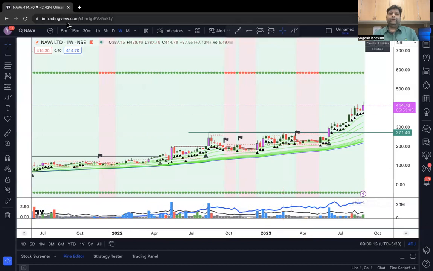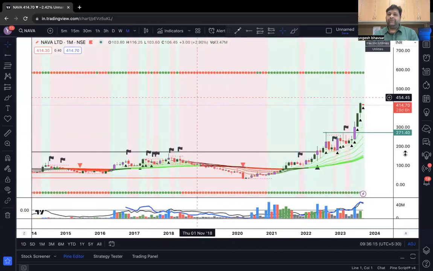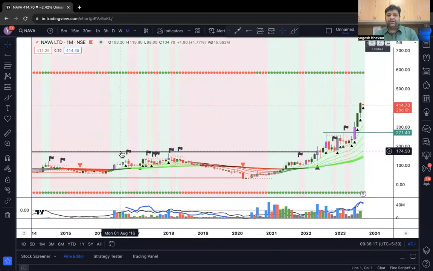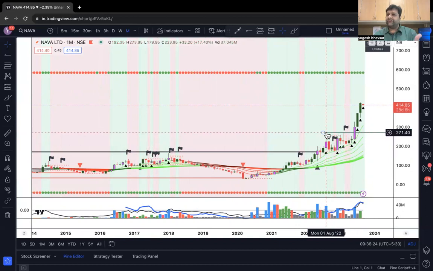Okay, so if you see this company named Nava, what happened? The stock gave an all-time breakout. After that, the company went up and was trying to face a resistance at 271 rupees. Now, what you see, we have one black flag, two black flag, and we know that somewhere down the line, there has been a good resistance, that is the sellers' pressure over here.